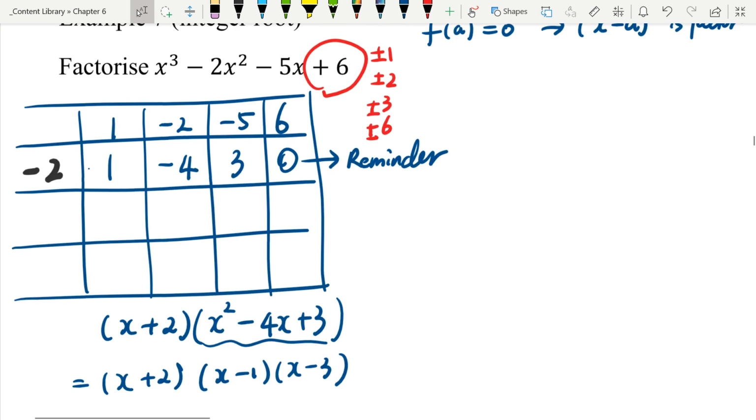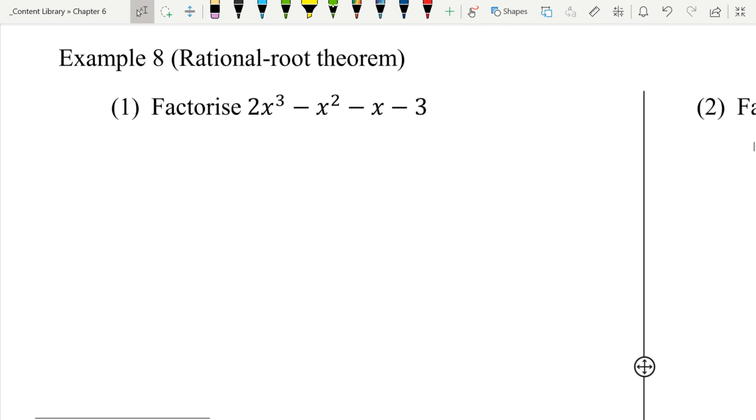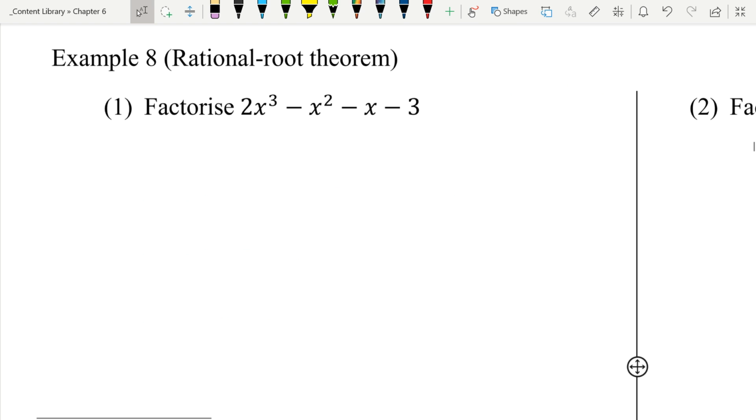That's why I highly recommend this method to you. But there are some nightmare things. If you look at example 8, it's called the rational root theorem. The previous one had integer solutions. So I got an integer solution. That's good, that's cool.